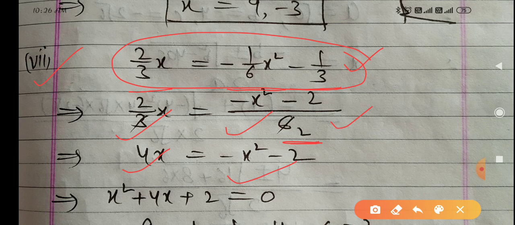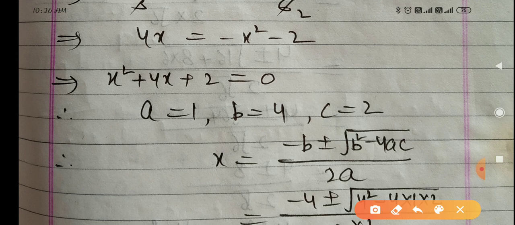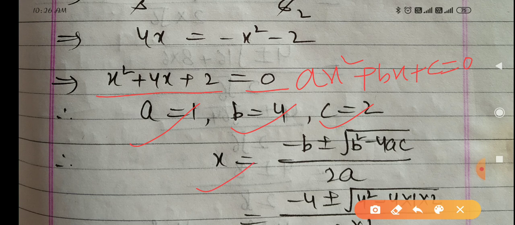You know very well, yesterday in my video I told you. So the equation is coming x square plus 4x plus 2 equals 0. Compare this with ax square plus bx plus c equals 0. When you make the comparison, a equals 1, b equals 4, c equals 2. Now use the quadratic formula, x equals minus b plus minus under root b square minus 4ac upon 2a.